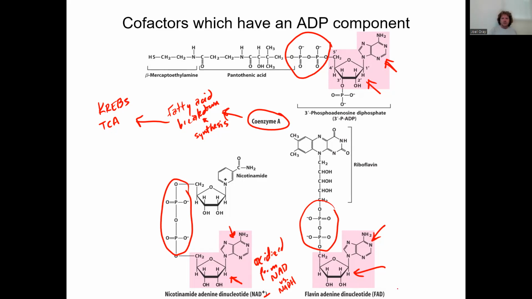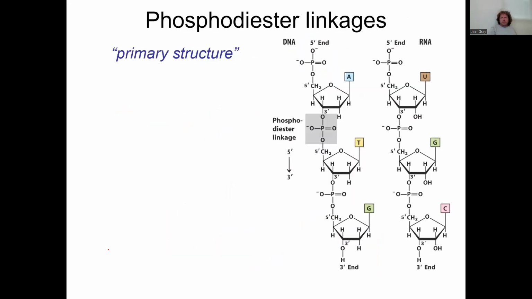NAD plus and FAD are both electron carriers, and you could think about them as helping to generate ATP, that high energy molecule that is synthesized in the mitochondria, which is also known as the... and I paused there so that you could have the opportunity to say quietly to yourself, the powerhouse of the cell. You're absolutely right. Okay.